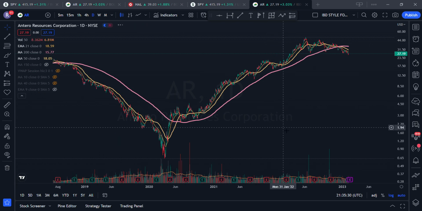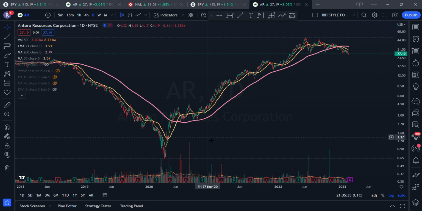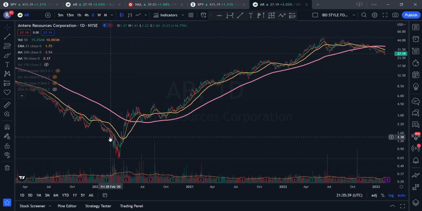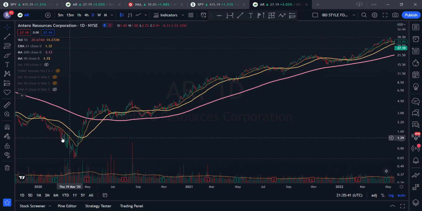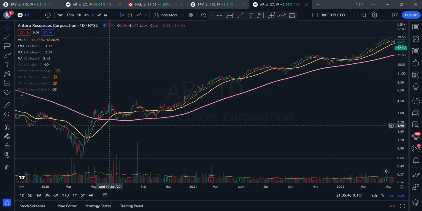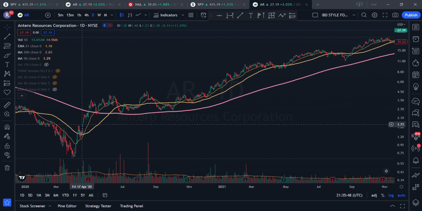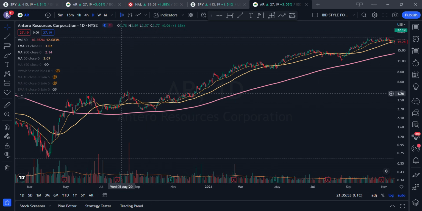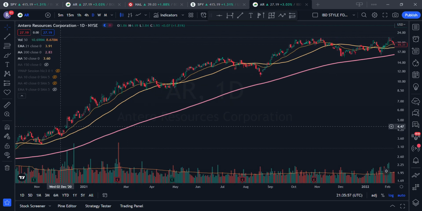So I'm looking at AR, Antero Resources Corporation. I'll move fairly quickly through this part. So this is your March 2020, the COVID thing. After that, the market started to rally, right? So the stock made this bottom, came up, and once it gets going, right? So you can see how the price action.